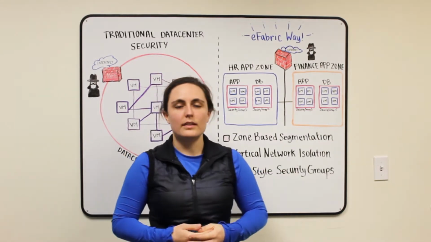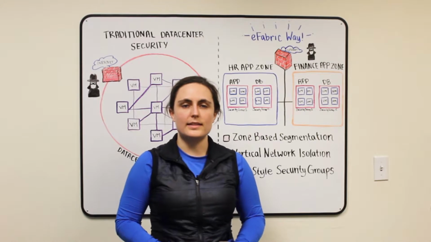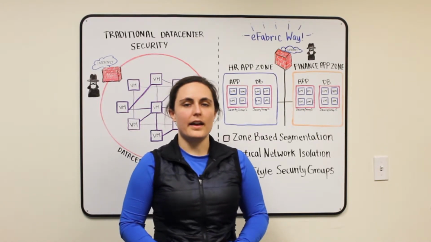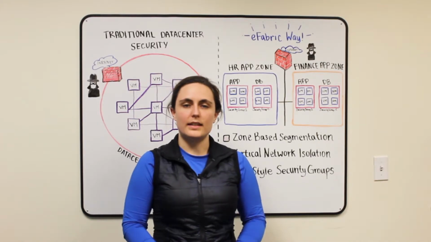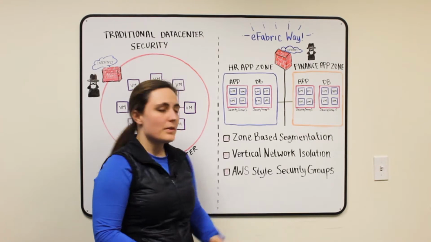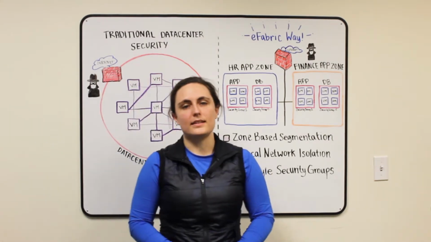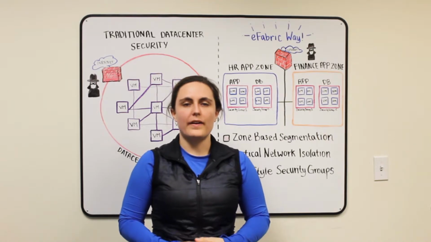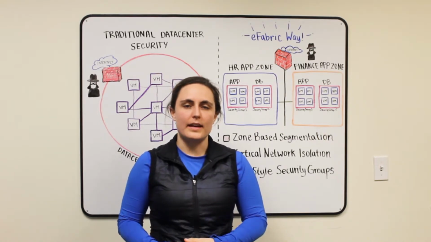Network isolation. eFabric supports logical network isolation through network virtualization. Logical networks have the benefit of being able to span racks and even data centers independent of underlying network hardware. AWS-style security groups are built in to eFabric. A security group acts as a virtual firewall between a VM or a set of VMs.